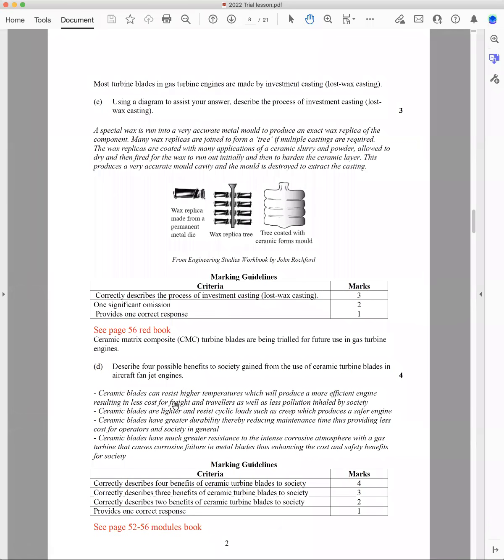And it will produce a more efficient engine, resulting in less cost and freight. So you're actually answering what they're asking. Okay, they're lighter and resist cyclic loads such as creep, which produces a safer engine, right? You've got to make sure that you put that there because that's a description. And ceramic blades have greater durability, therefore reducing maintenance. And here's the important part of it. To answer this question, benefits to society, providing less cost for operators. And they have much greater resistance to the intense corrosive atmosphere. And here is the justification, thus enhancing the cost and safety benefits for society.